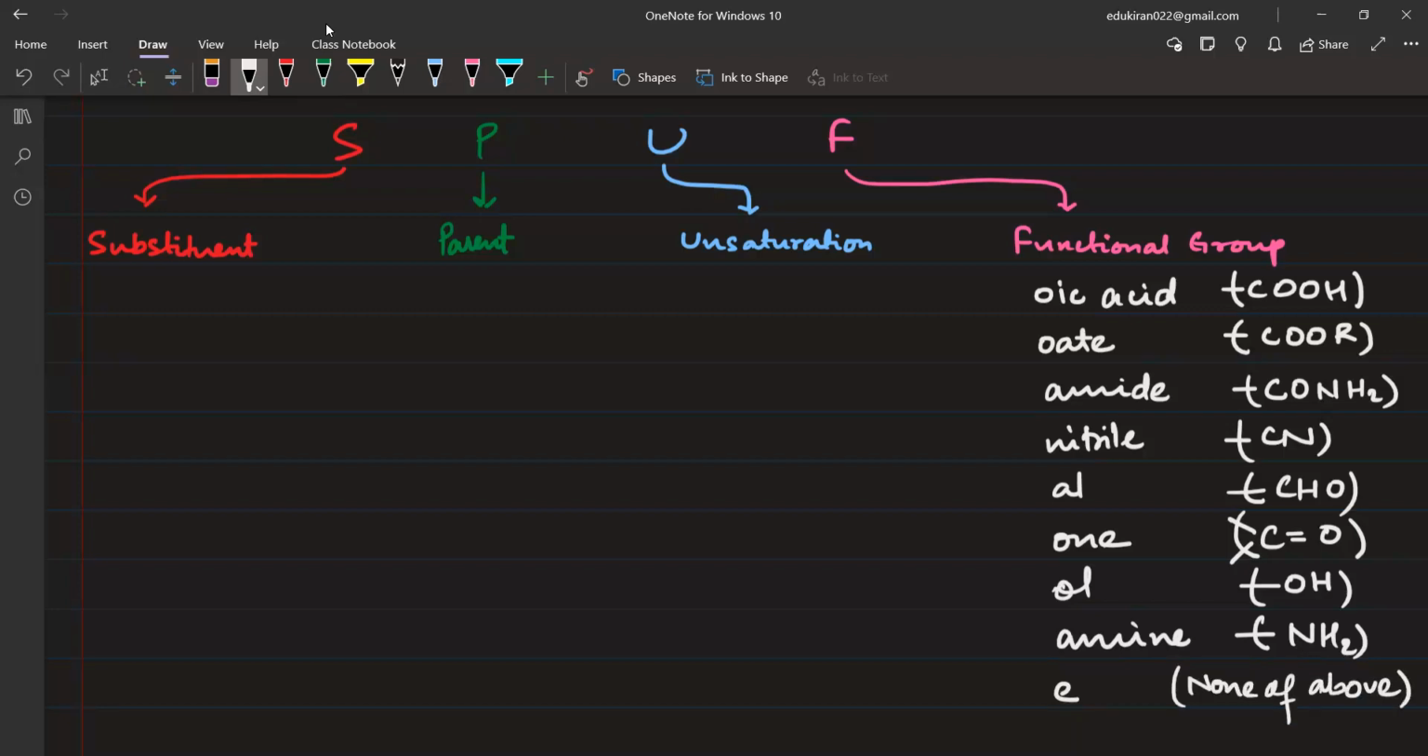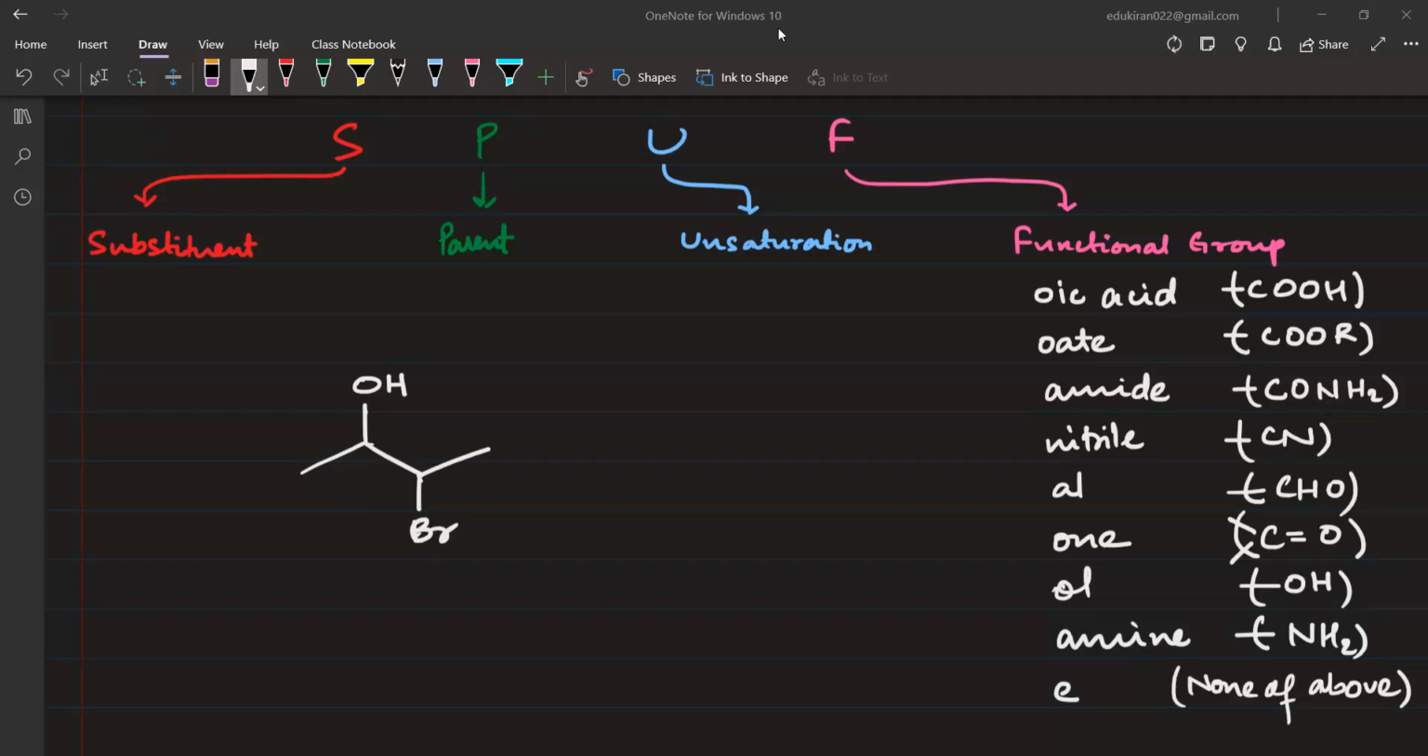Is this clear? Yes or no? Please tell me. Yes, sir. Clear? Okay. Now, you don't need to write anything right now. For example, if you have something like this, then what is the functional group here? Tell me, guys. What is the functional group?